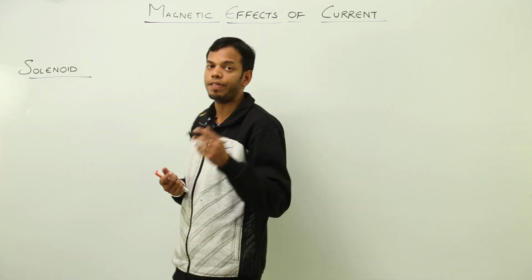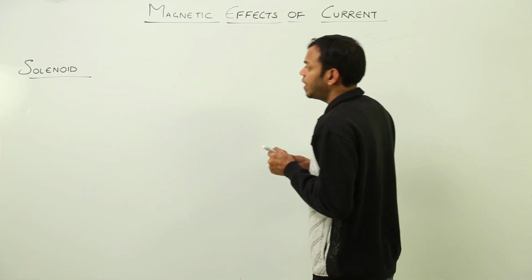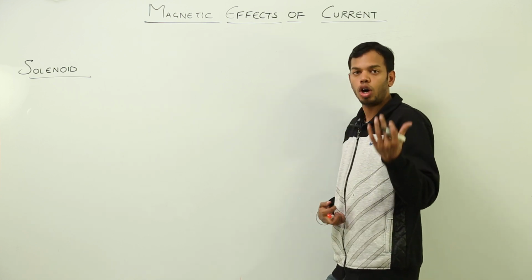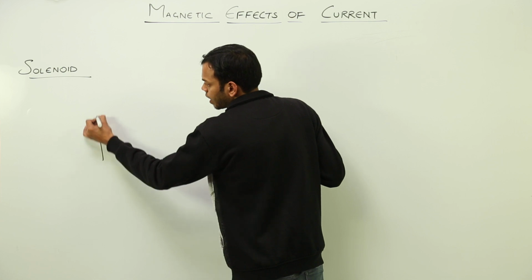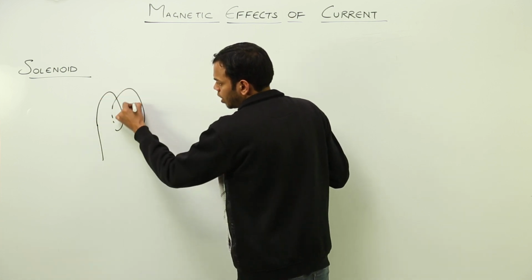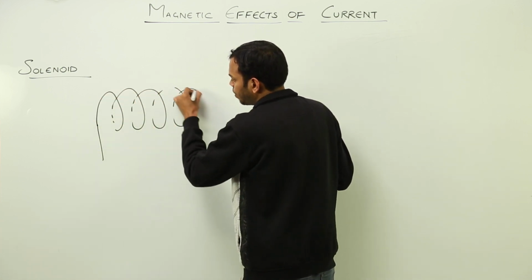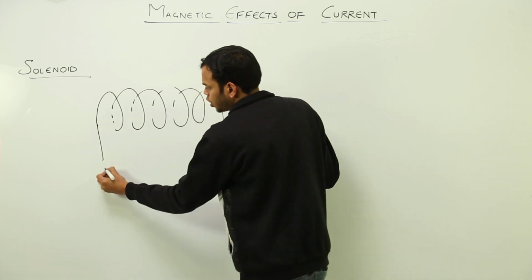But what if you have n number of turns? So that will actually work like a strong magnet. Okay. So this is what a solenoid is. A loops, metal conductors of n number of loops. This is how you draw solenoid.